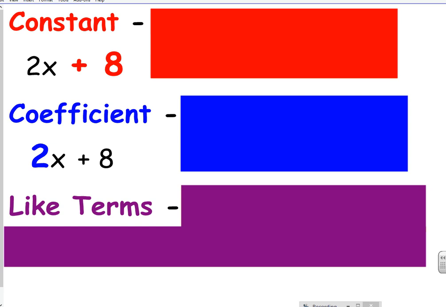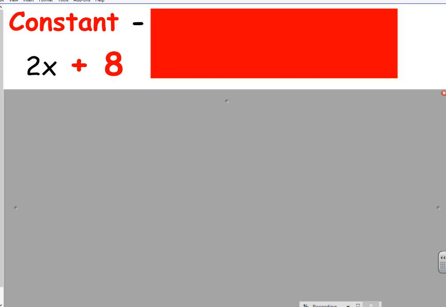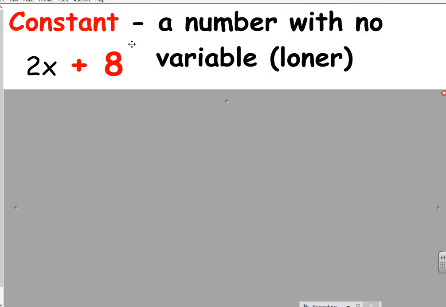So first, we're going to review a little bit of vocabulary. First, what we want to talk about is our constant. A constant is a number with no variable. It's a loner. In this example, 8 is the constant. That's because it'll always be 8, because there's no variable to multiply to change it. So 8 is constantly 8, so it is considered a constant, no variable.